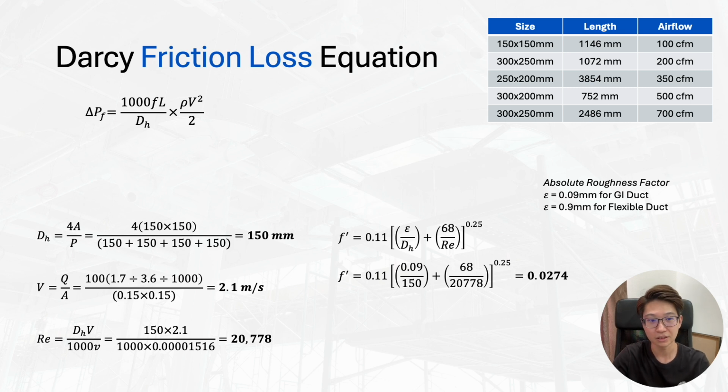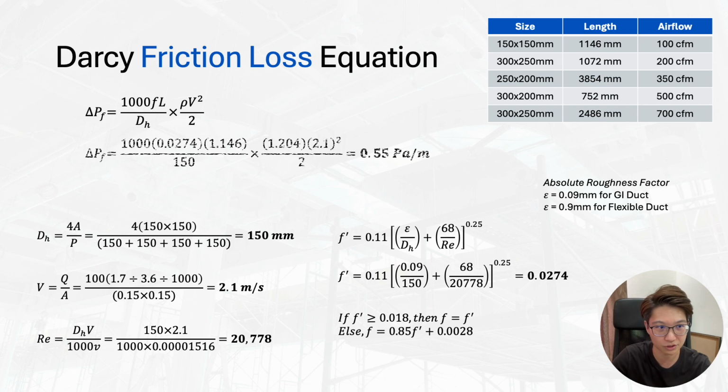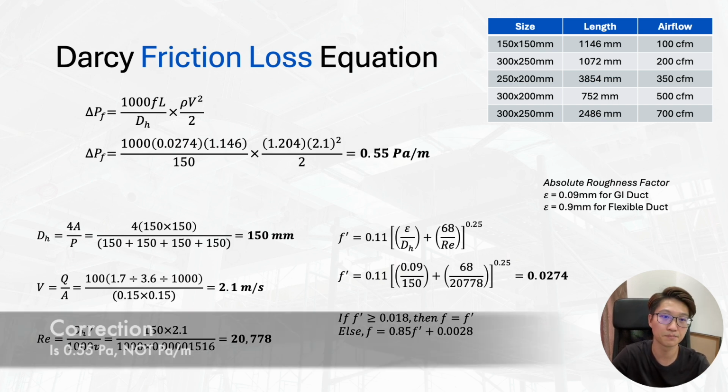Then we get F apostrophe, which is the initial friction factor, because we want to apply this rule. If this is more than 0.018, then this will be the F to put inside the Darcy equation. Otherwise, we use this formula to calculate the actual F to put inside the Darcy equation. Since this one is already more than 0.018, we can go ahead and put it inside the big equation. So everything goes inside here, then we get the friction loss for this particular duct section, 0.55 Pascal per meter.